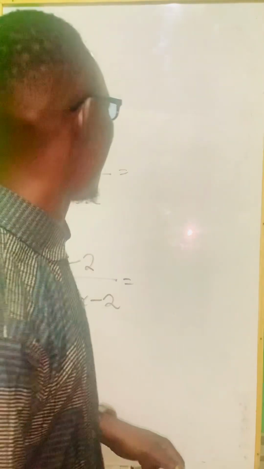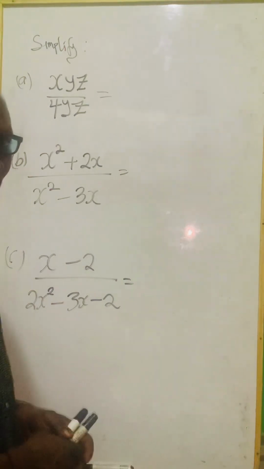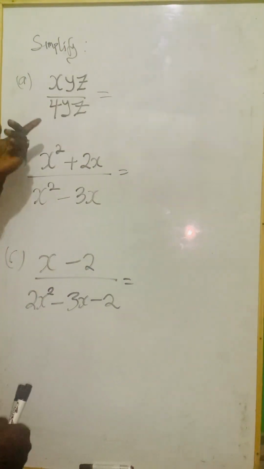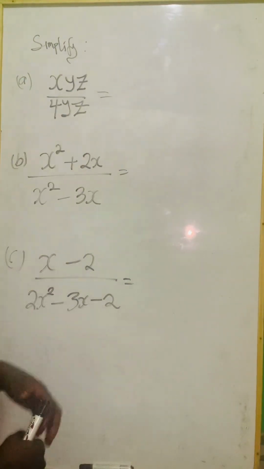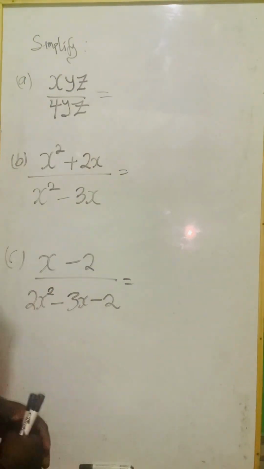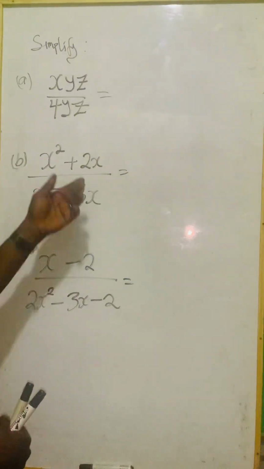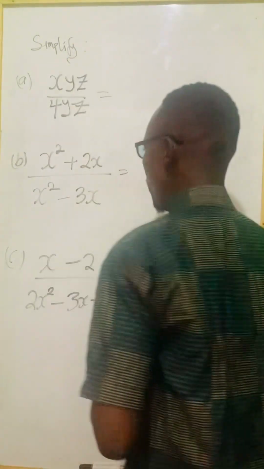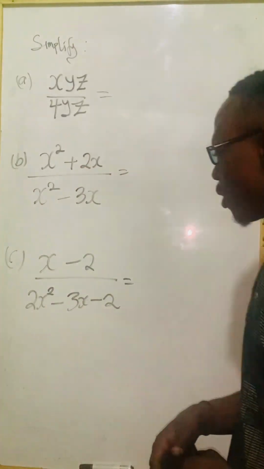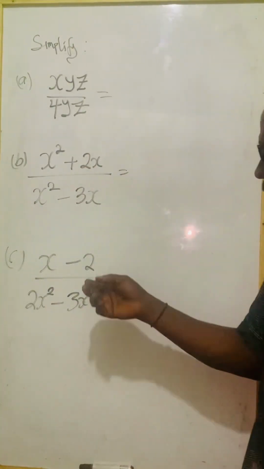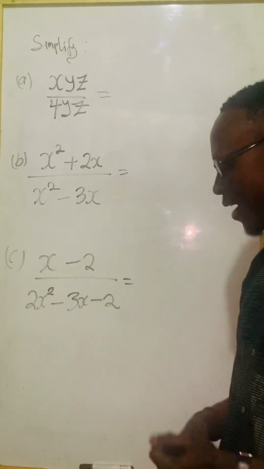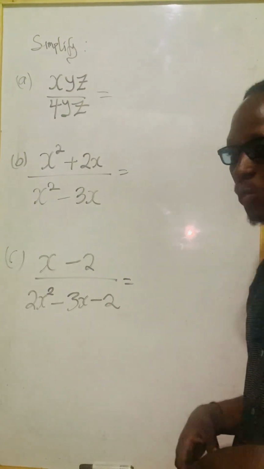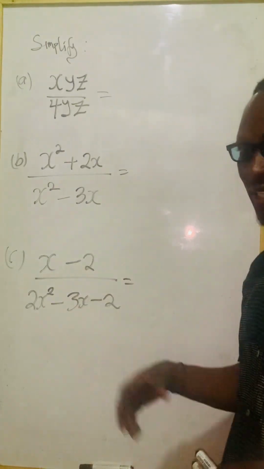Today we have a simple problem to solve, and we're going to simplify the following. A: xyz all over 4yz. B: x squared plus 2x all over x squared minus 3x. And then C: x minus 2 all over 2x squared minus 3x minus 2. We're going to simplify each of them.